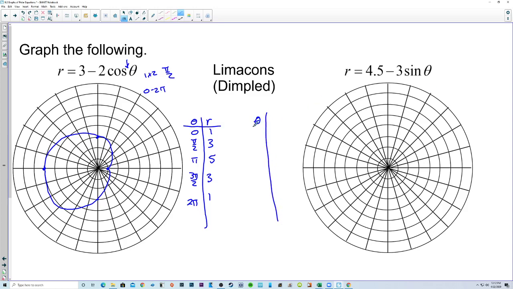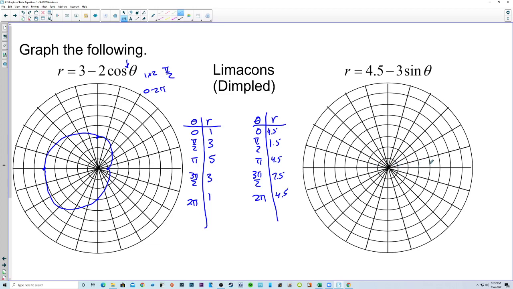Theta and R: 0, pi over 2, pi, 3 pi over 2, 2 pi. Let's plug 0 in. Sine of 0 is 0, so we get 4.5. Pi over 2, sine of pi over 2 is 1, so we get 1.5. Plug in pi, sine of pi is 0, so that's 4.5. Sine of 3 pi over 2 is negative 1, so that's 7.5. And 2 pi is 0, so we get 4.5.